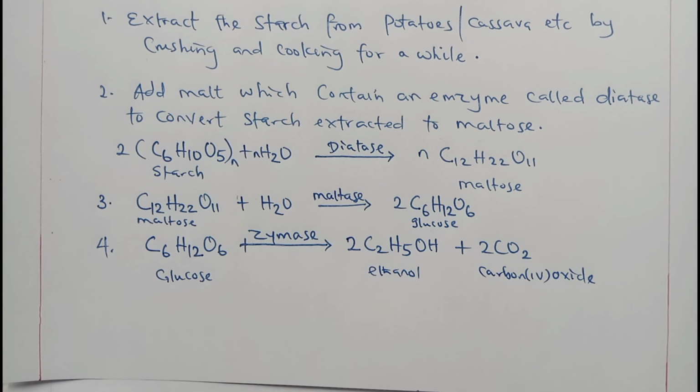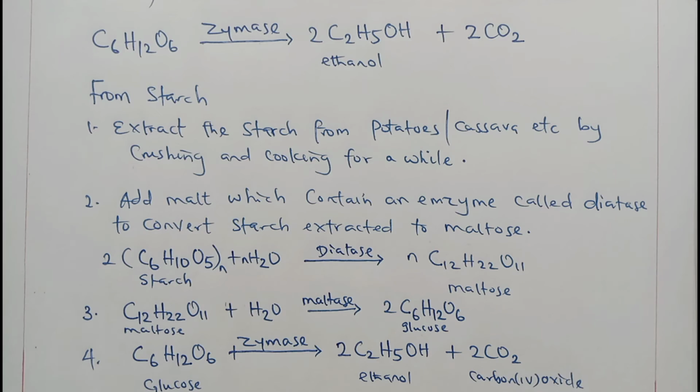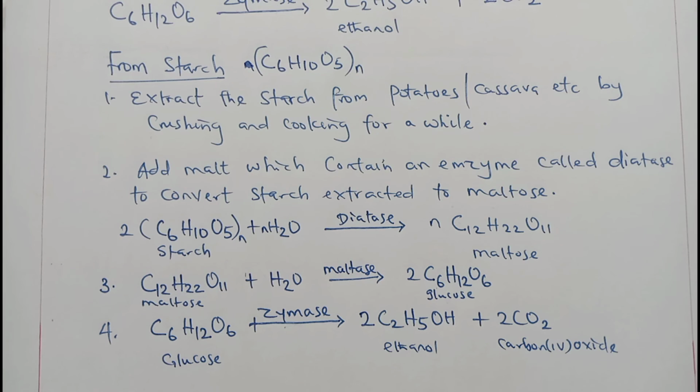So this is what we are going to have, and if you compare it with the sugar only, you will notice this. Zymase is used at the last stage for the two. Hope you get that. That means that zymase is an enzyme that converts glucose to ethanol and CO2. Hope you get that. Let us look at the physical and chemical properties of ethanol.